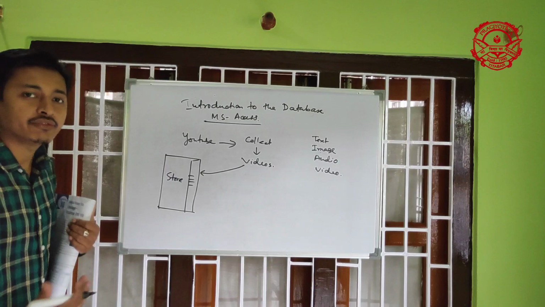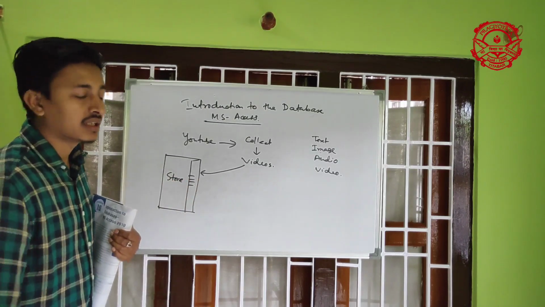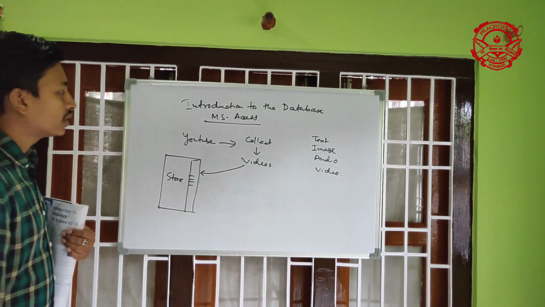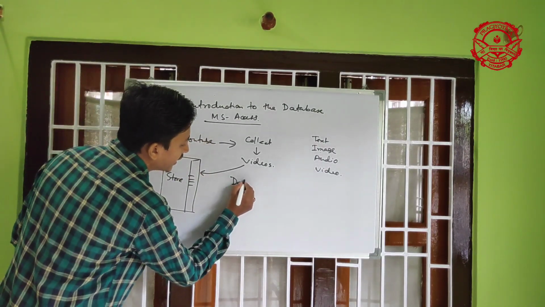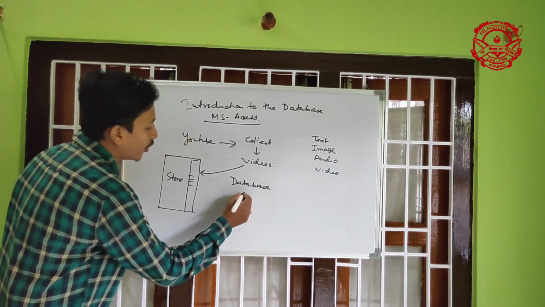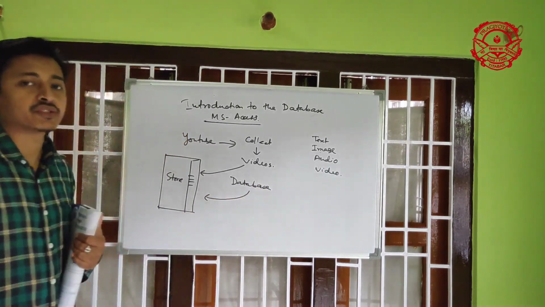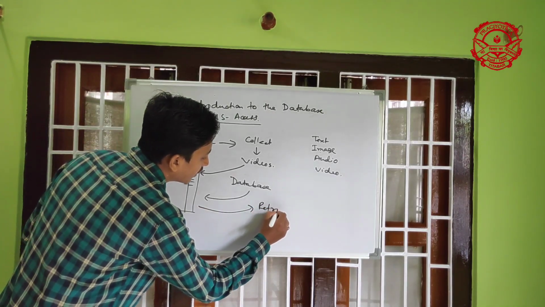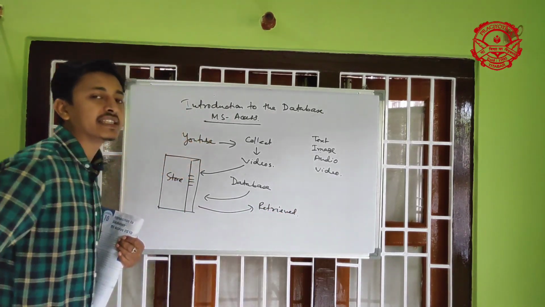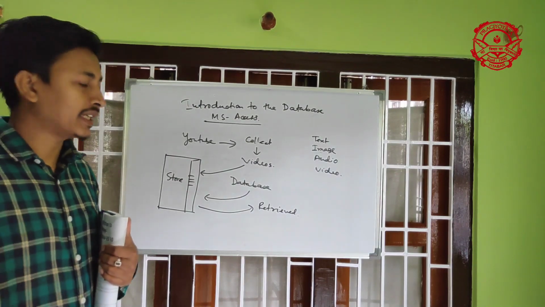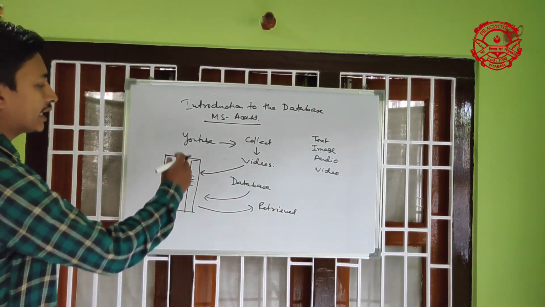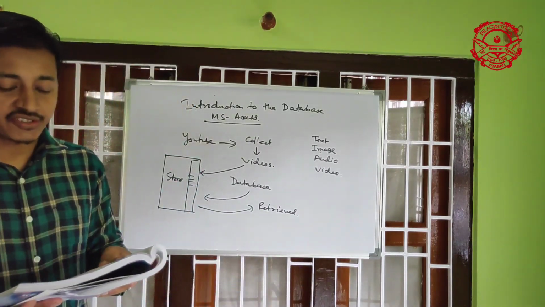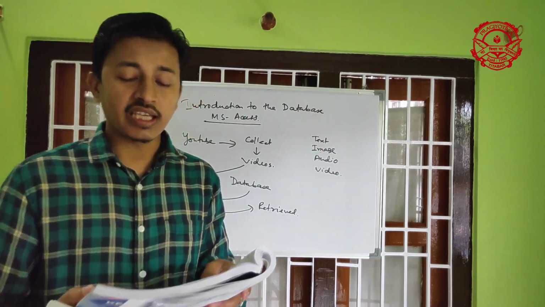When I require any video, I just search the video name and I will get the information. So in a database we can store a large amount of information, and also we can retrieve the data easily. Understand? This is called a database. A database is a collection of organized information.